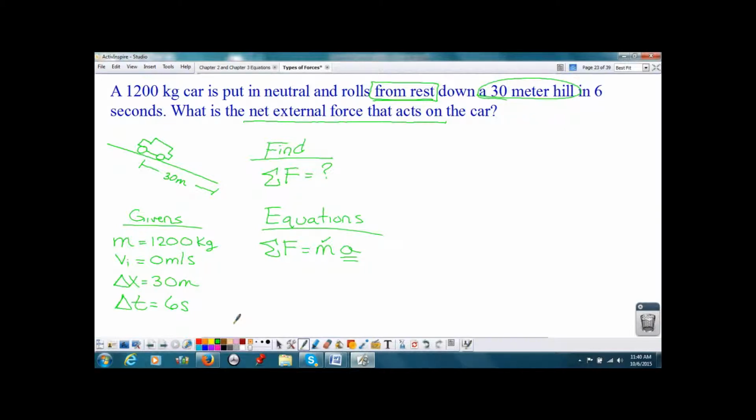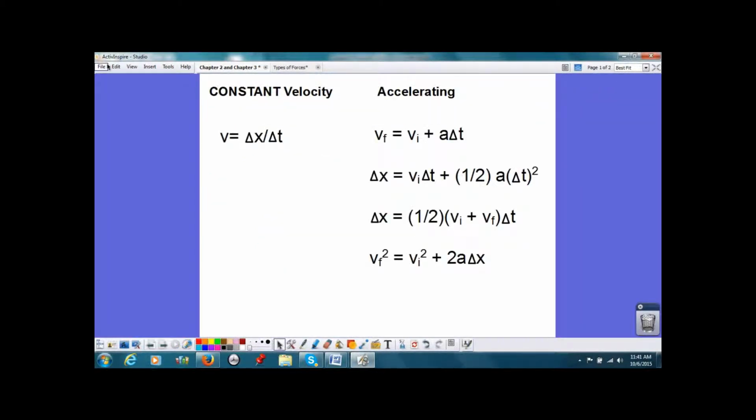Let's look at some of the equations. Well, it's not traveling at a constant velocity, it's accelerating. So we can look at this equation. Final velocity equals initial plus acceleration times time. We want to find the acceleration. We know the time, we know the initial. We do not know the final. That equation will not work.